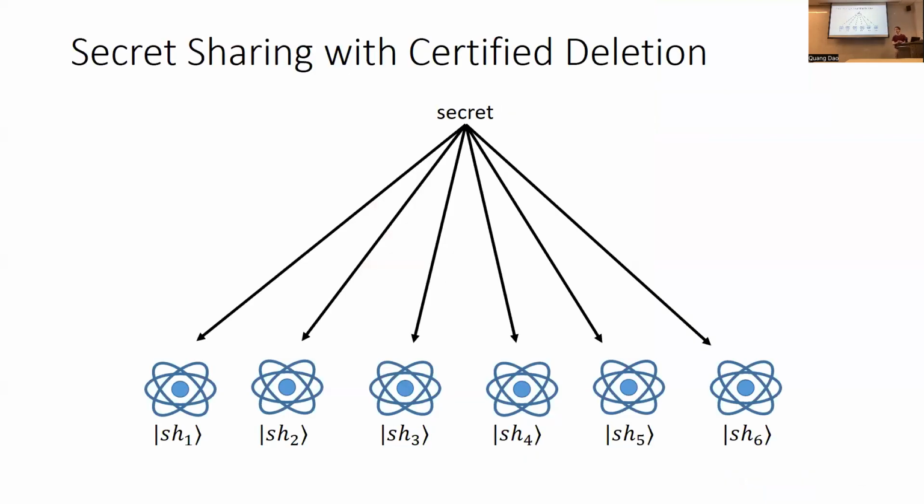That's where the quantum piece comes in. So the idea is we're going to take a classical secret and we're going to split it into a number of quantum shares. And it's possible to do a destructive measurement on these shares. And when you do this measurement, it deletes all of the useful information in that share.